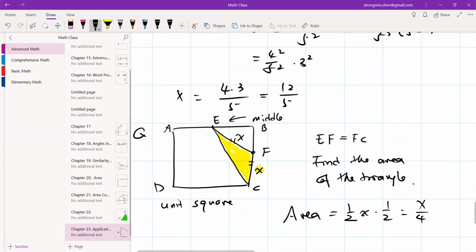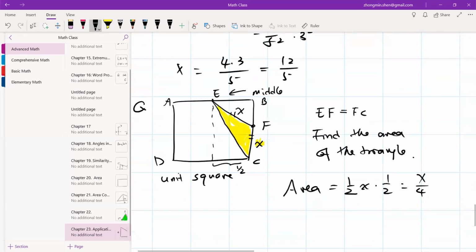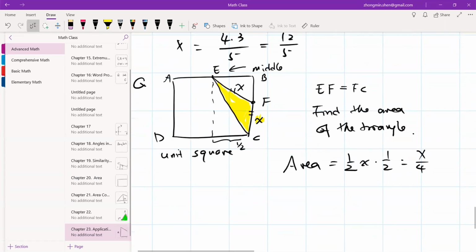All you have to do is just find the x, right? So if you draw the line here, this is only going to be 1/2. This is the height. So that's my hint. So please find the x, using the Pythagorean theorem. Write down the equation in x.